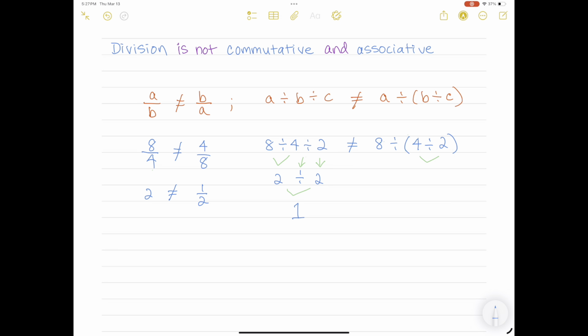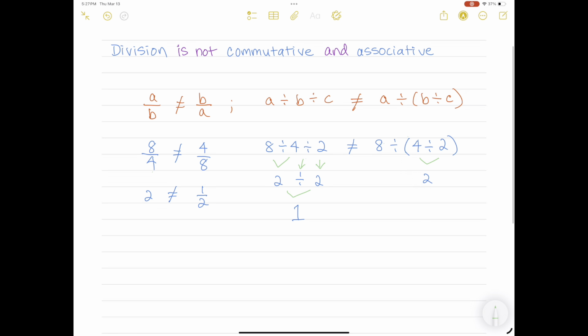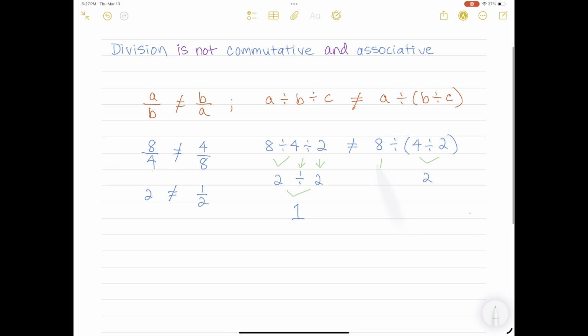Meanwhile, on the right-hand side of the equation, first we do the division within the parentheses. 4 divided by 2 equals 2, and then we go back in, bringing down the rest of the equation to get 8 divided by 2, which equals 4.